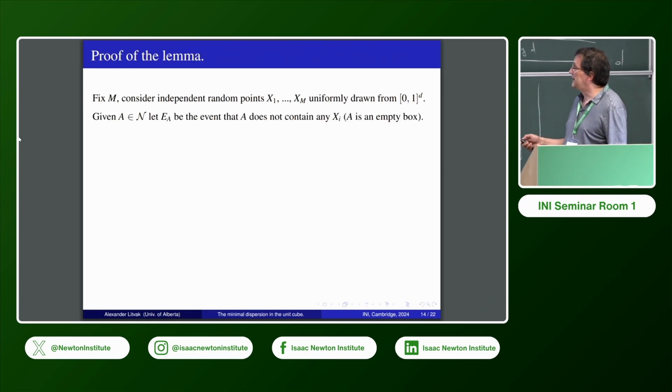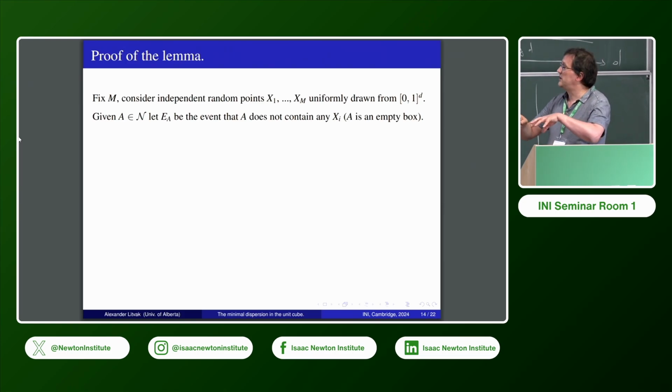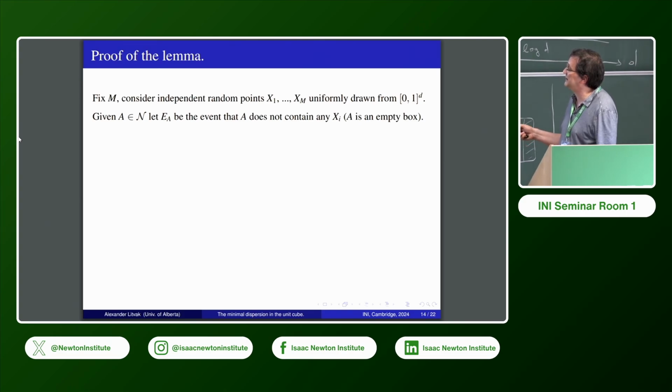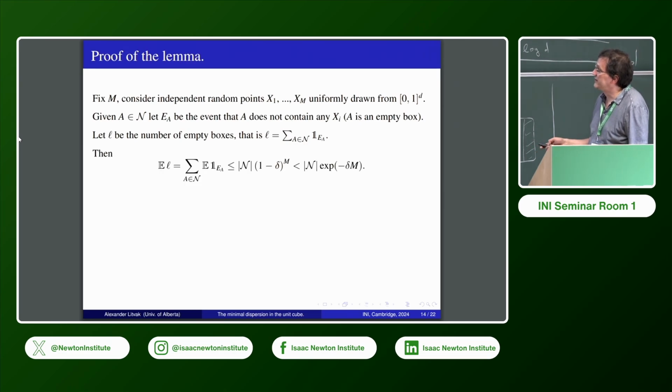So we take m random points, and then we want to check how many boxes do not have this point. By event we denote E_A the event that A doesn't contain any random point. In some papers it is called an empty box, empty because it doesn't contain a point. And then we count how many such boxes we have. So it's a sum of characteristic functions of this event. And then we just compute the expectation of this number, which is easy.